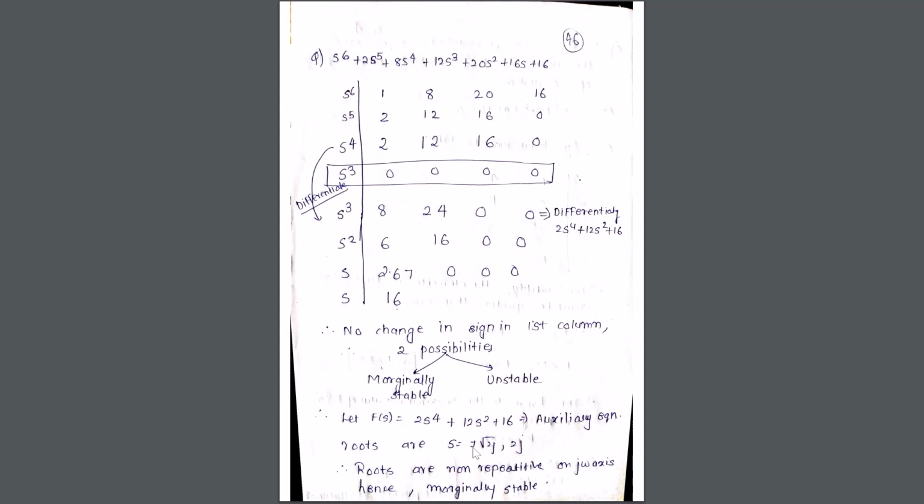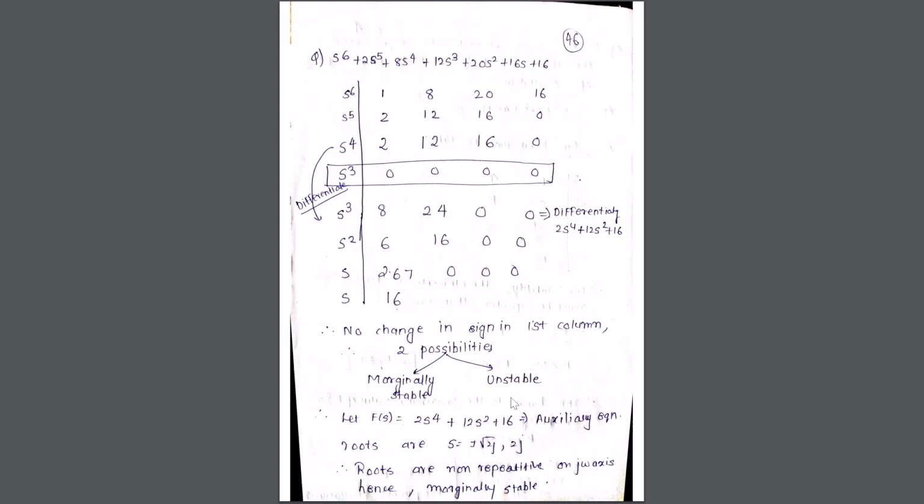Now in these roots, what happens is that if you solve the roots of this particular equation, you will get plus or minus root 2j and you will get plus or minus 2j. Okay. Now if you see, the roots are non-repetitive. Hence it is marginally stable. I hope I am very clear with this.